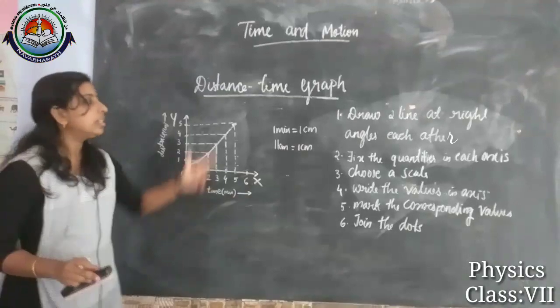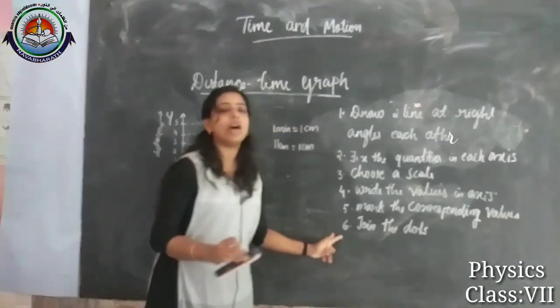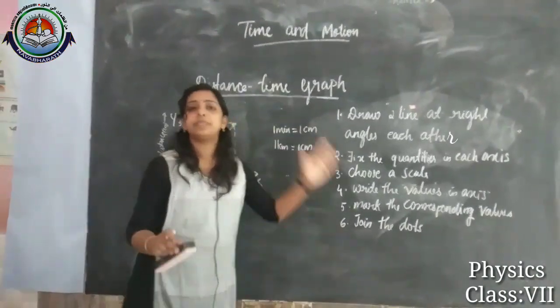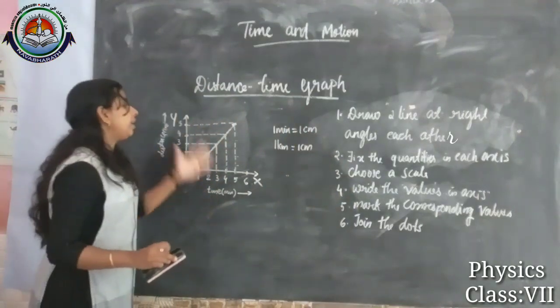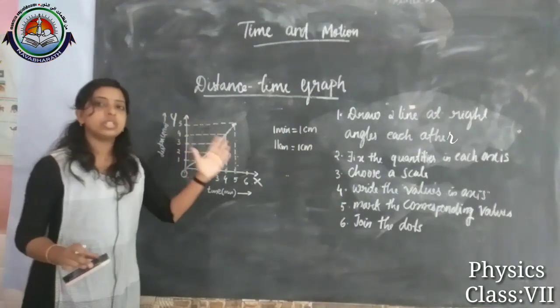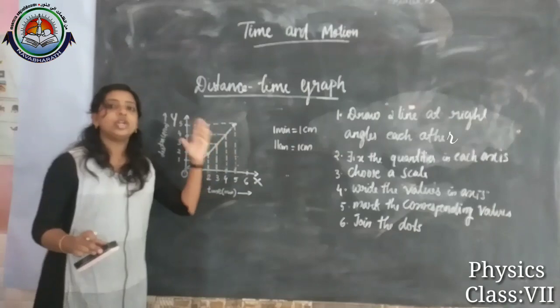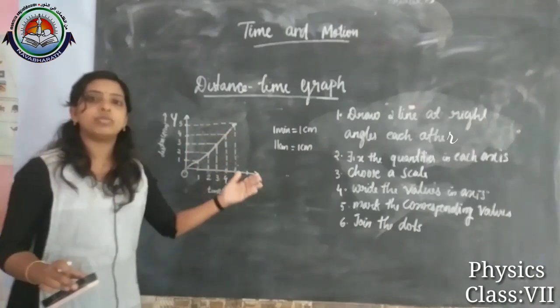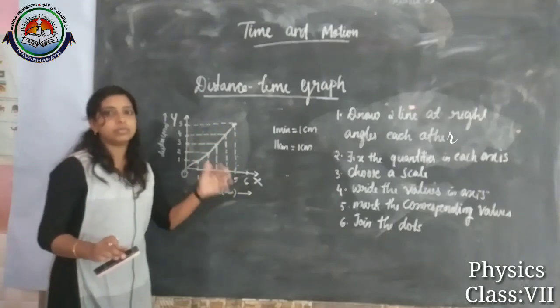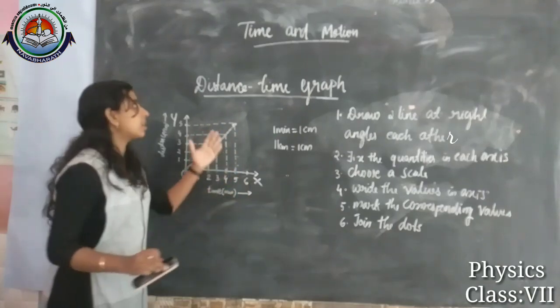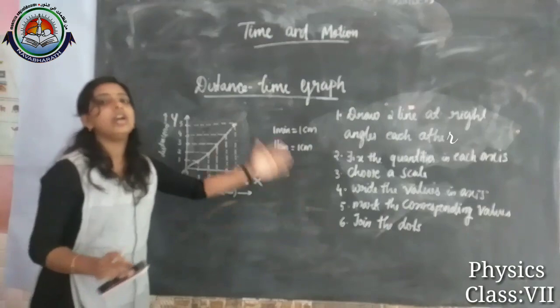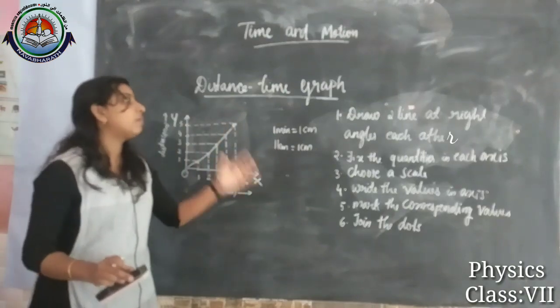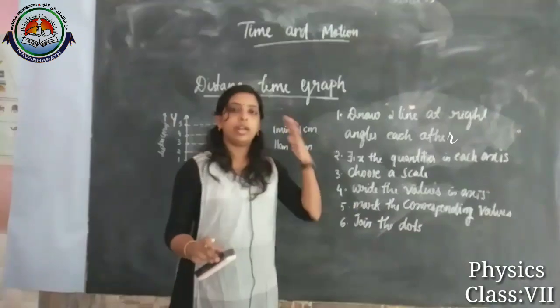Are you clear? These are the 6 points you have to keep in mind whenever we are drawing. Mainly we use this distance time graph for showing the distance traveled by a moving object in a given time, and that is considered a distance time graph. When we are drawing the distance time graph, what all things do we have to remember?